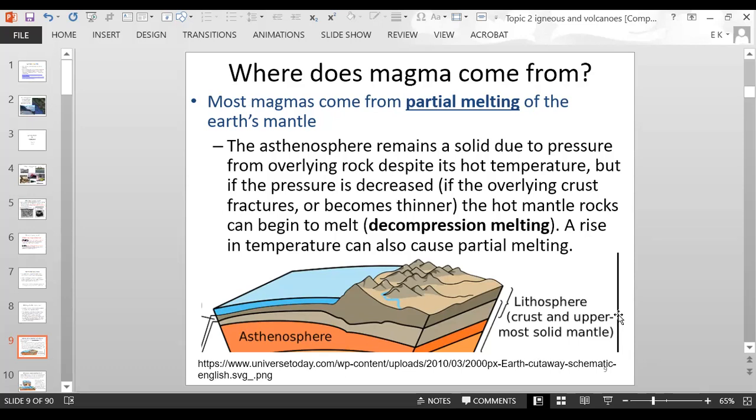And it's very hot, but it remains a solid material rather than melting, even though it's really hot. That is because the overlying pressure of all the rocks on top of the asthenosphere prevents the atoms from moving around enough to melt. So the asthenosphere is hot enough to melt, but it's under too much pressure in order to melt.